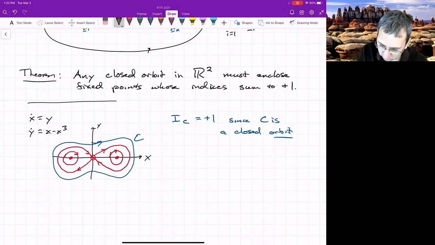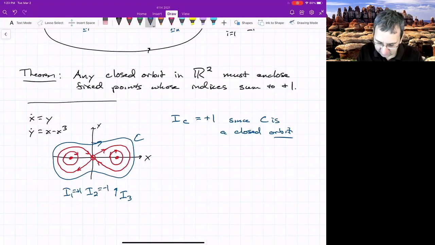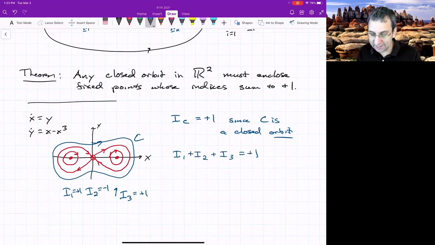Well, what are the indices of each of these points? We'll label these just 1, 2, and 3. So the index of this has to be +1 because it's a center. The index of the saddle is -1. And the index of this other center is +1. Well, what do you know? Add those two together, I1 plus I2 plus I3, and you get +1. So it's true. Anytime you have a periodic orbit, because the index for that curve is +1, there has to be at least one fixed point inside, right?